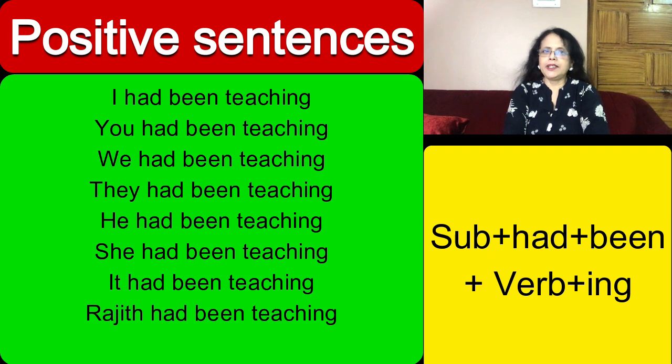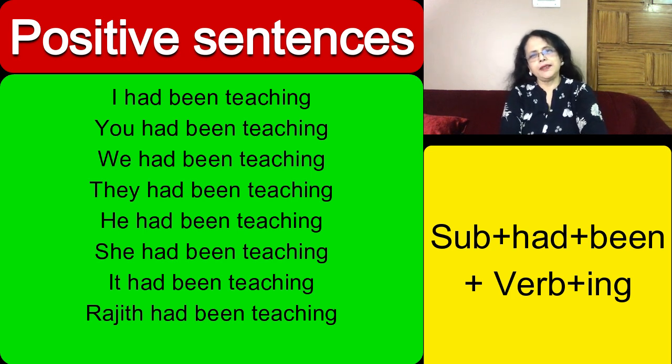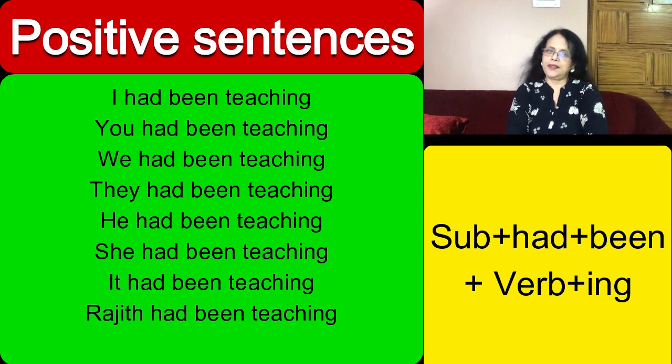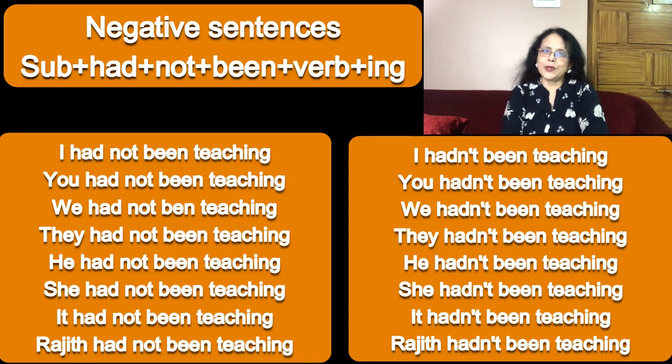I had been teaching, you had been teaching, we had been teaching, they had been teaching, he had been teaching, she had been teaching, it had been teaching, and Rajat had been teaching. Okay? All these are positive sentences. Now let's see how to make negative sentences.